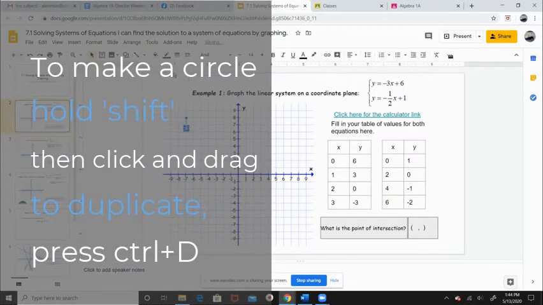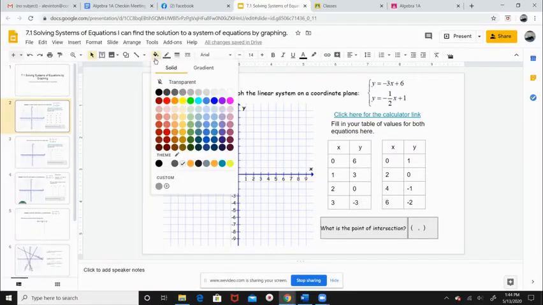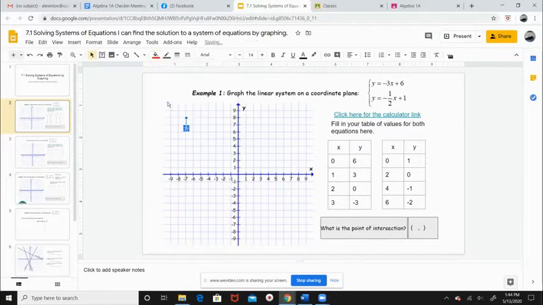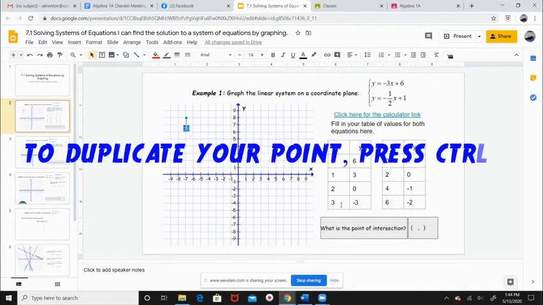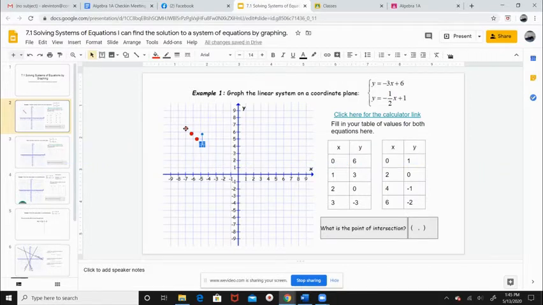At this point, you can fill in the color, anything that you want it to be. I'm going to make it red. Since I have 4 points in my table, I'm going to make 4 red points. Then I'm going to simply drag those points to where they're supposed to be.